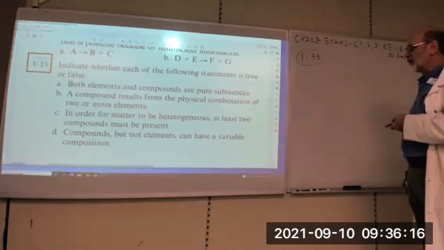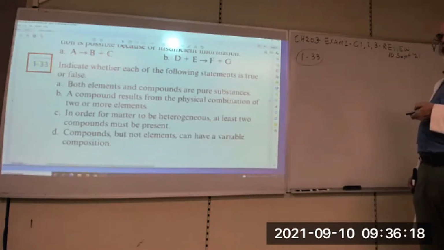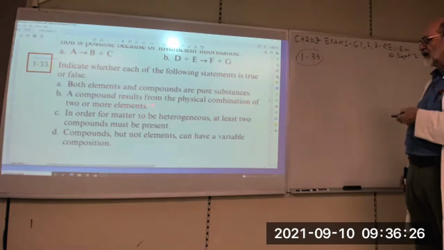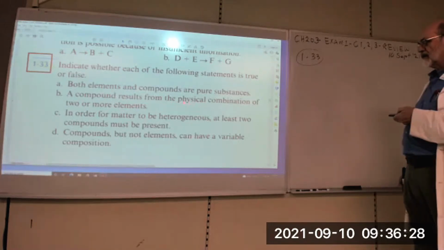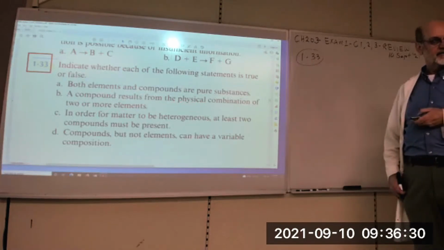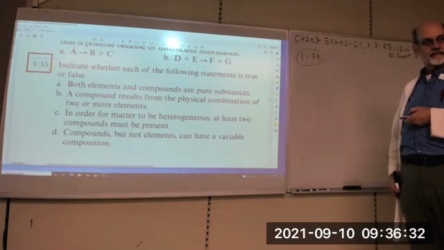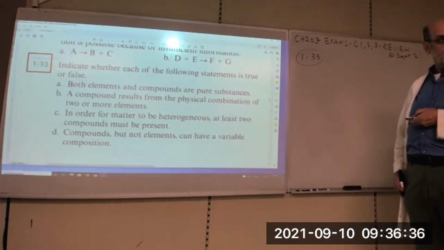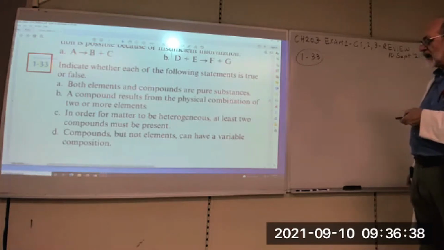Both elements and compounds are pure substances. If they're considered separately, yes, they're pure substances. A compound results from the physical combination of two or more elements. No. It's chemical combination, not physical. If it's physical combination, you have a mixture. So that one's false. In order for matter to be heterogeneous, at least two compounds must be present.